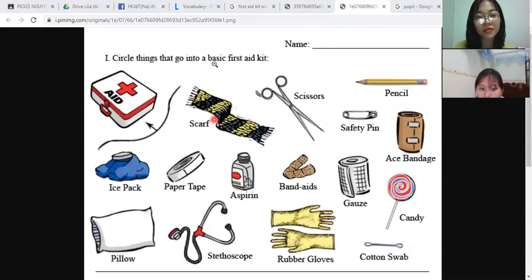Anything else? So we have only 4 questions. These are some tips. The 4 questions are 4 tips for you to remember.